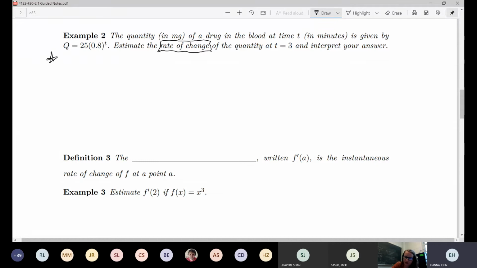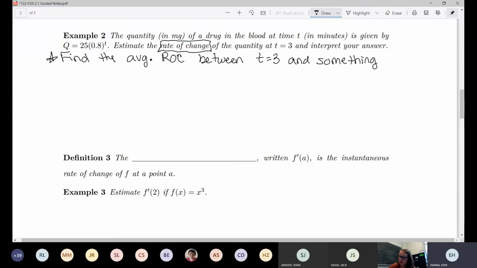So what we're going to do is find the average rate of change between, what is happening with my pen? Between t equals 3, not x, t equals 3 and something very close to 3. Because again, we're using this idea that the closer we get to the point we care about, like in that diagram I just drew, the better the estimate was.